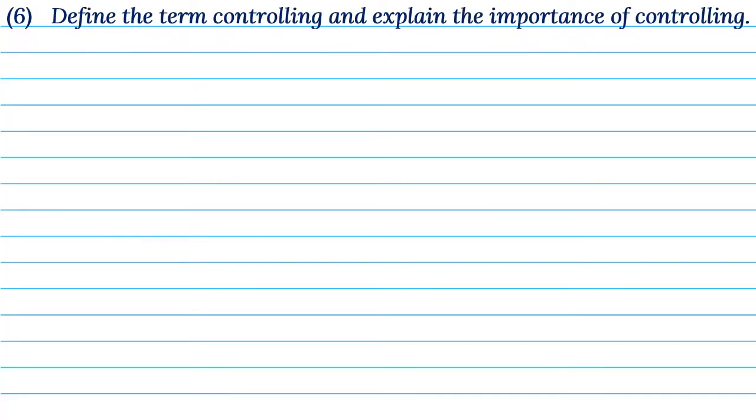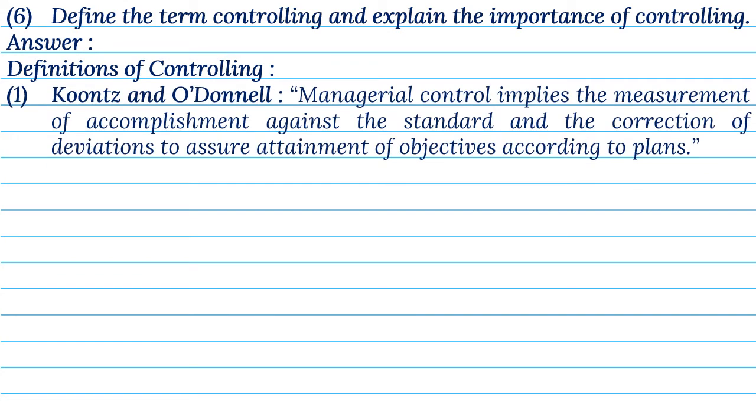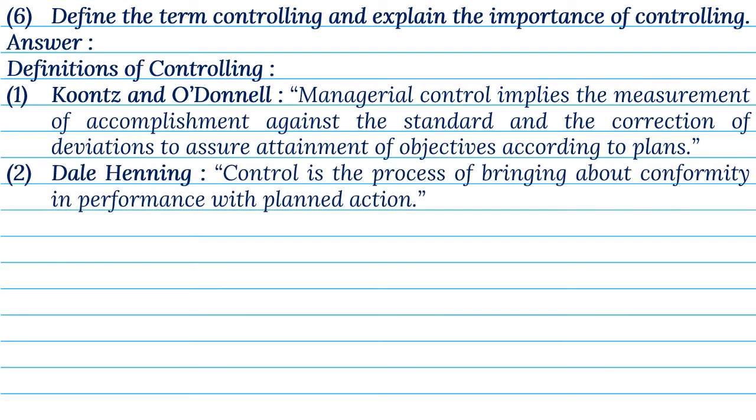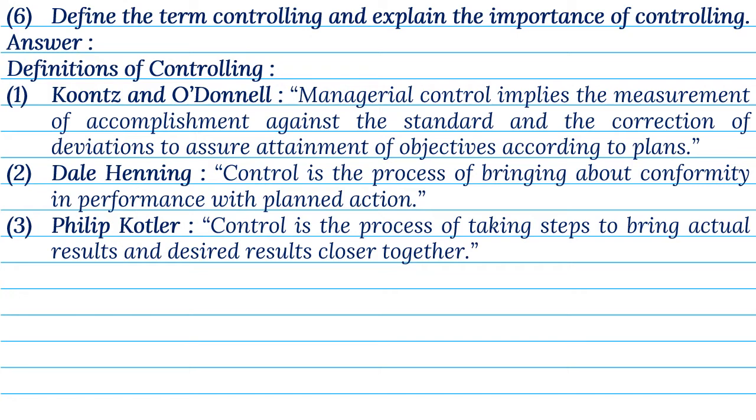6. Define the term controlling and explain the importance of controlling. Answer. Definitions of controlling. 1. According to Koontz and O'Donnell, managerial control implies the measurement of accomplishment against the standard, and the correction of deviations, to assure attainment of objectives according to plans. 2. According to Dale Henning, control is the process of bringing about conformity in performance with planned action. 3. According to Philip Kotler, control is the process of taking steps to bring actual results and desired results closer together. Importance of controlling.